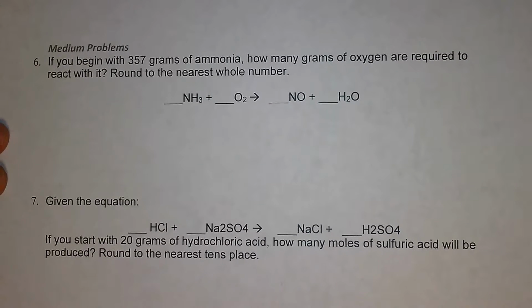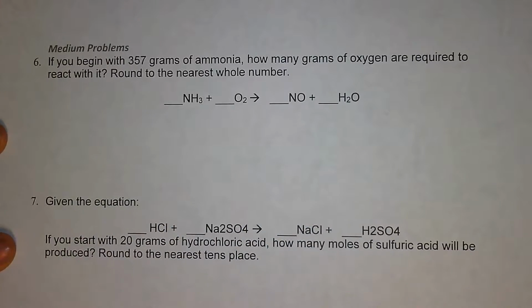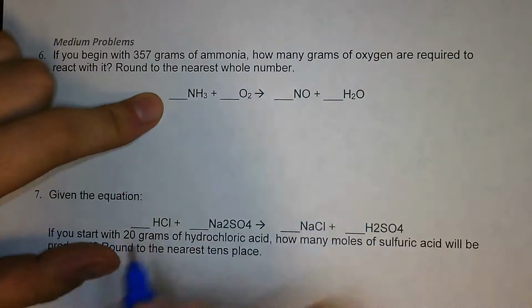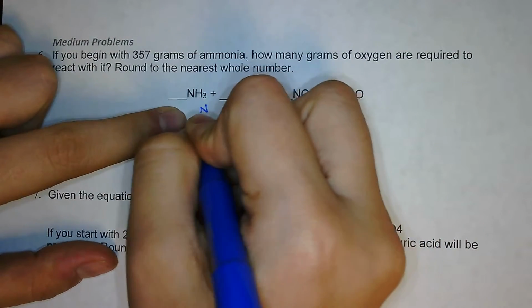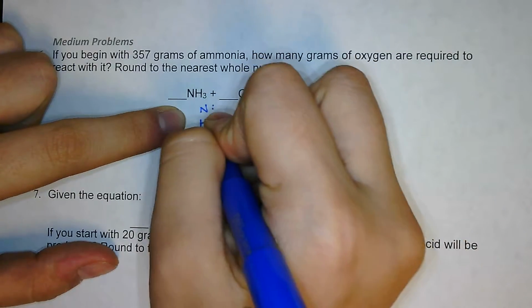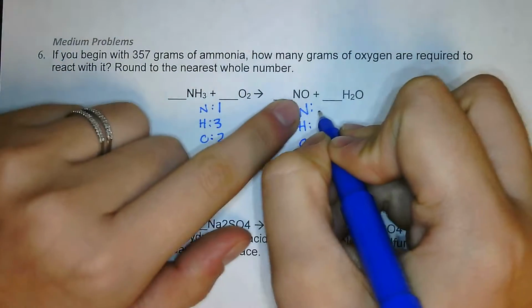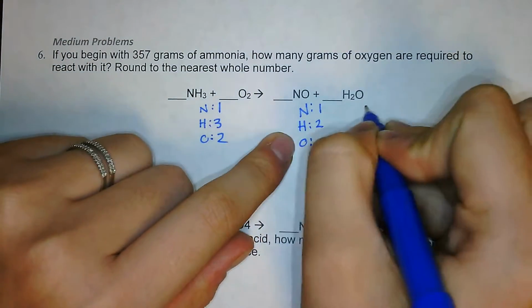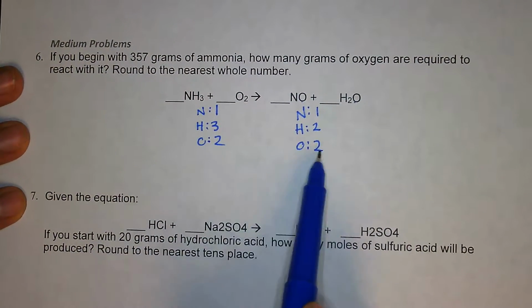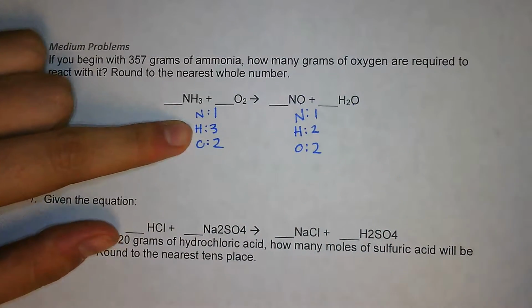Alright, y'all, so the reason why these are medium problems is because they didn't give you the balanced equation, kind of like yesterday. So, they did give you an equation though, now we just have to balance it. On the reactant side, we have 1 nitrogen, 3 hydrogens, 2 oxygens. On the product side, we have 1 nitrogen, 2 hydrogens, and 2 oxygens. So everything is balanced except hydrogen, so I somehow need to fix my things here.